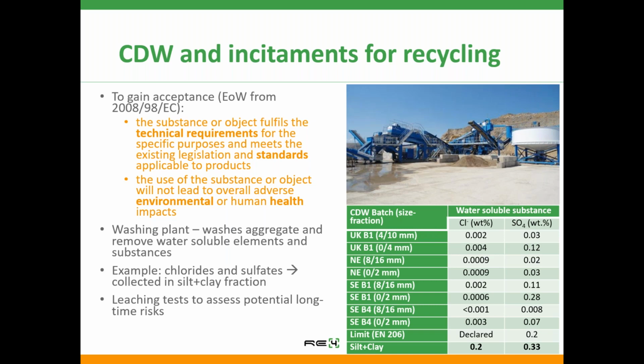And you see below that in the silt and clay fraction, the chloride and sulfate amounts are much higher. And probably also many of the water-soluble organic components that potentially could be there, and also heavy metals, could be washed away to that silt and clay fraction that you probably need to put in landfill. But this is actually showing that by recycling processes, washing and so on, you can get a good material that is not harmful for the environment and humans. Then of course you need to assess this for each material with leaching tests according to the standards that you use in the place of use.